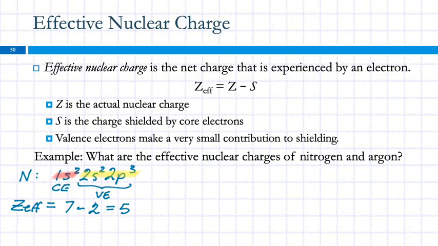And then it says to do argon. Okay, well, argon: 1s2, 2s2, 2p6, 3s2, 3p6, right?